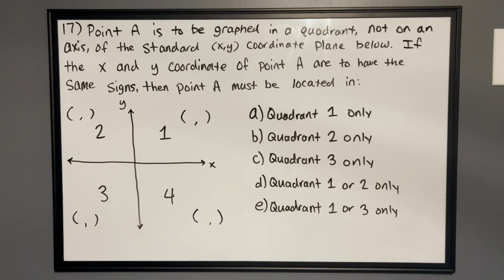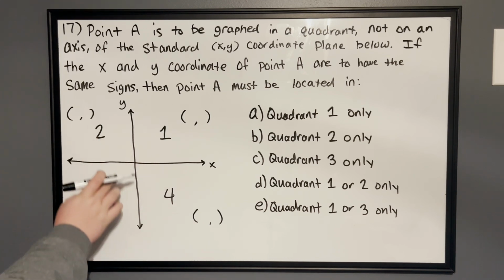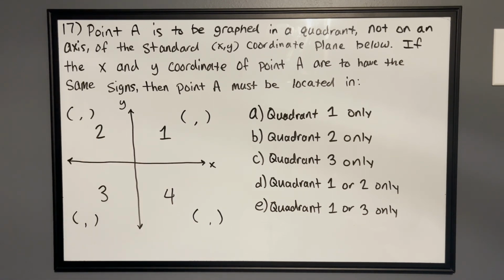Okay, so here we have question 17 that says point A is to be graphed in a quadrant, not on an axis of the standard xy coordinate plane below. If the x and y coordinate of point A are to have the same signs, then point A must be located in which quadrants? So here is the standard coordinate plane. We have quadrant 1, 2, 3, and 4. So I want to look at what the signs of every coordinate is in these quadrants to figure out what our options are.